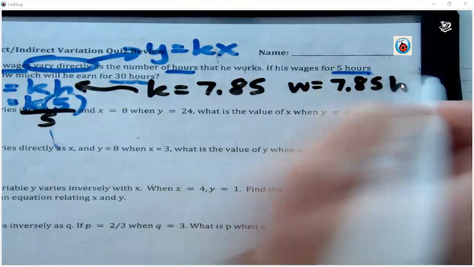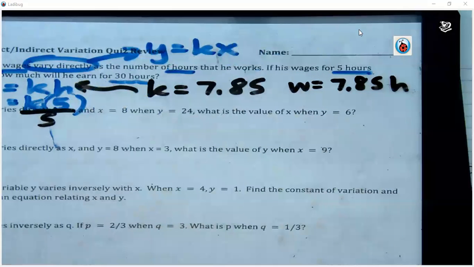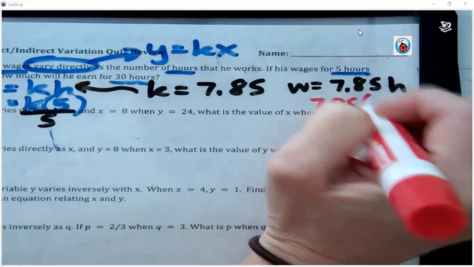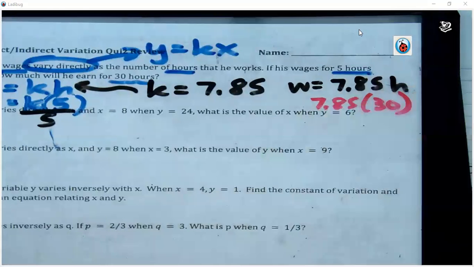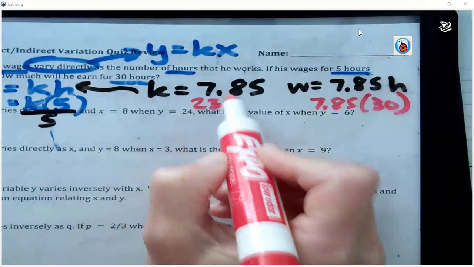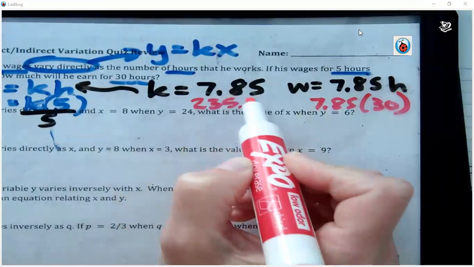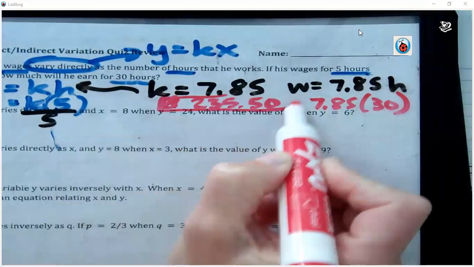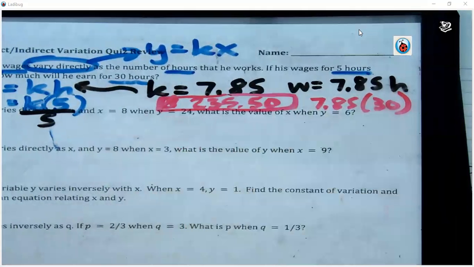And I want to know how much he earns for 30 hours. What do I plug the 30 in for? H. And so all I'm doing is multiplying 7.85 times 30, and that gives you $235.50.